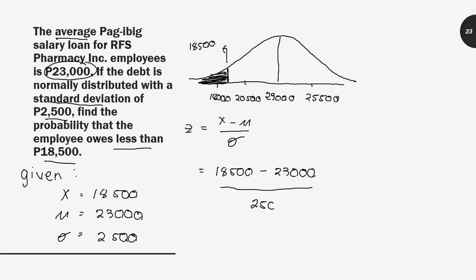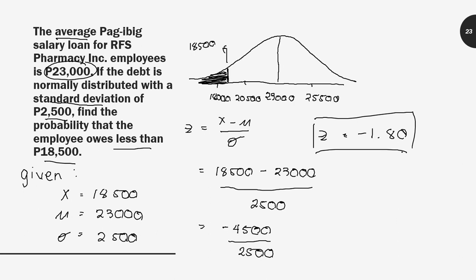all over 2,500. Okay? So 18,500 minus 23,000, that will be negative 4,500. And then divide pa natin yan sa 2,500. So, ang magiging answer po natin is negative 1.80. And this will be the value of Z. Okay? So, yan po yung titignan natin mga anak doon po sa table.